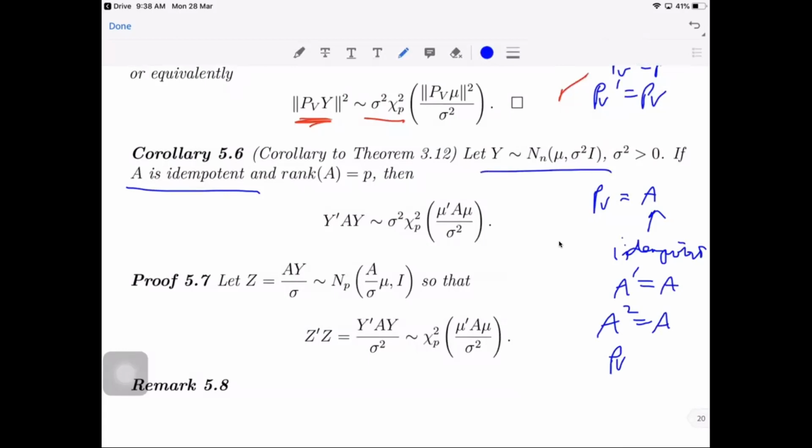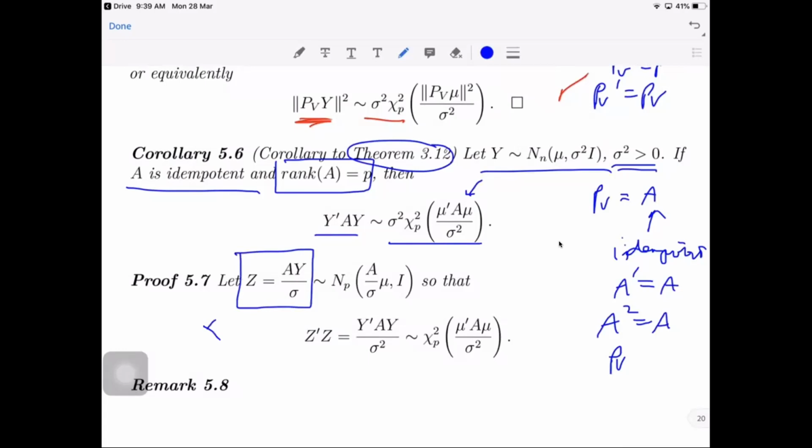So if Y is normally distributed with mean mu and variance sigma squared I, where sigma squared is positive, and A is idempotent and we know that the rank of A is equal to P, then Y prime A Y is also chi-square distributed with this non-centrality parameter. Following the previous proof, this is just a corollary.